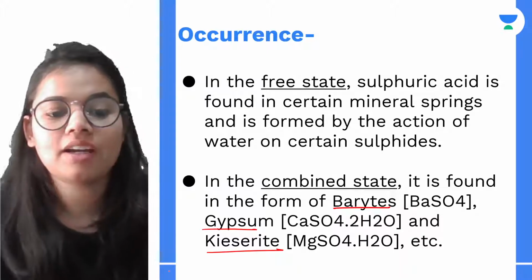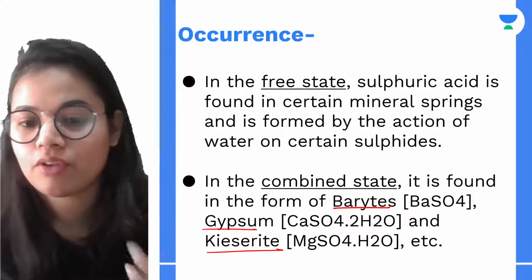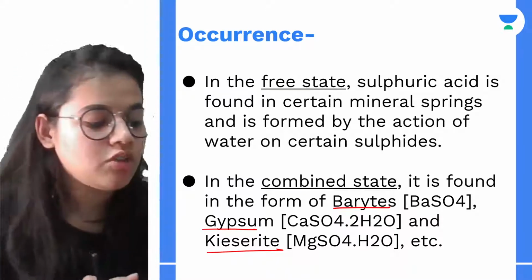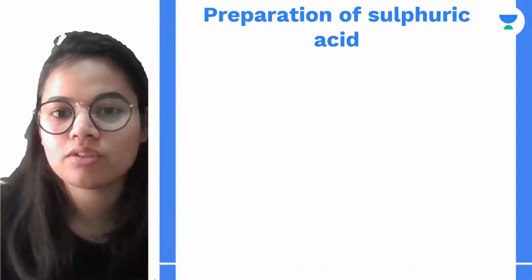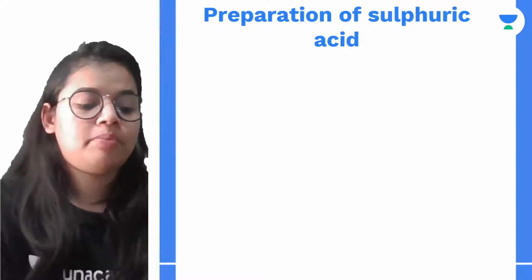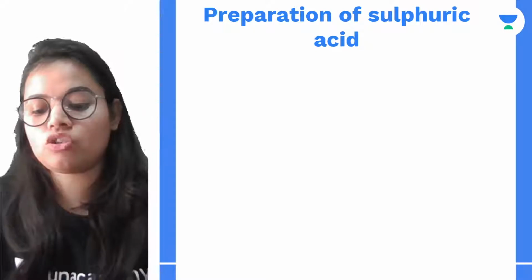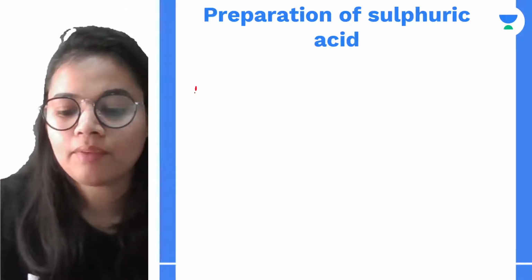Okay, so you could be asked what the combined forms of sulfuric acid are, and it could come as an MCQ type of question. So kindly be sure that you know these compound names. Now, talking about the preparation of sulfuric acid, there are basically two ways. We will move through them one by one.